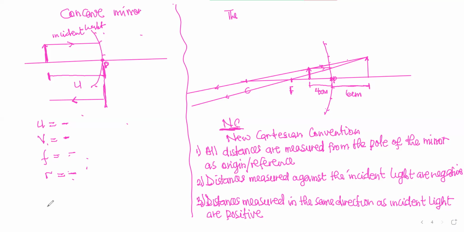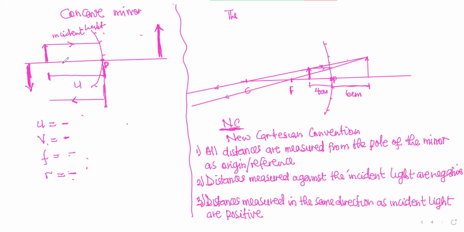So under this convention, all distances measured against the incident light are negative. So supposing a real image is formed, a real image must be formed in front of the mirror, inverted. Supposing a virtual image is formed, a virtual image must be formed behind the mirror.